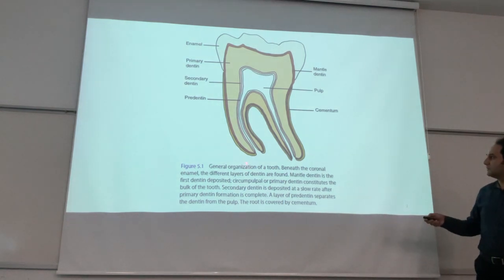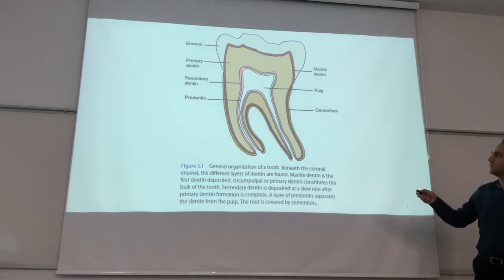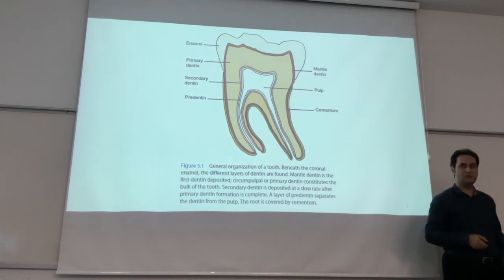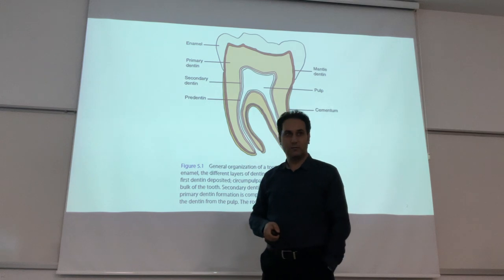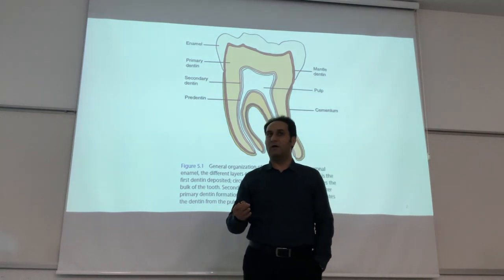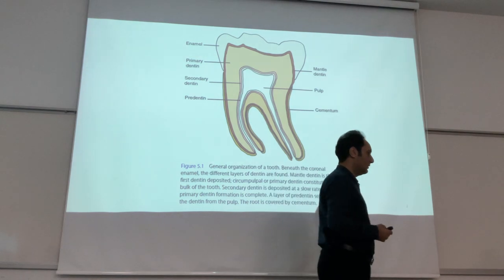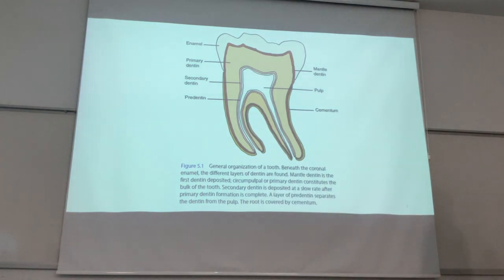And also, look at this white area here. This part is our predentin. What is the predentin? Not mineralized dentin. Our dentin border started from predentin. Predentin is included in our dentin structure. And in the inner side of predentin here, in this pulp area, we have odontoblast cells, okay? Can you understand different types of the dentin?